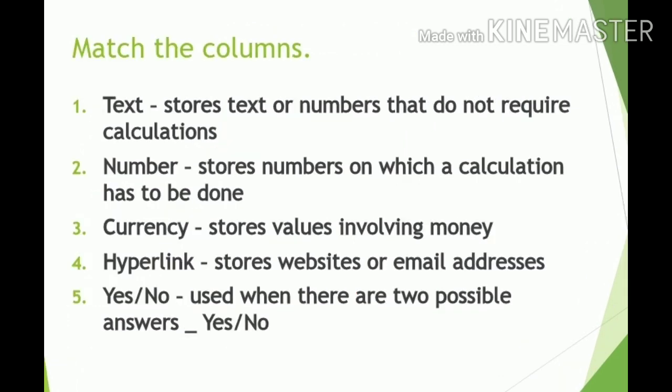Match the columns. Number 1. Text. Stores text or numbers that do not require calculations. Number 2. Number. Stores number on which a calculation has to be done. Number 3. Currency. Stores values involving money. Number 4. Hyperlink. Stores websites or email addresses. Number 5. Yes or no. Used when there are two possible answers, yes or no.